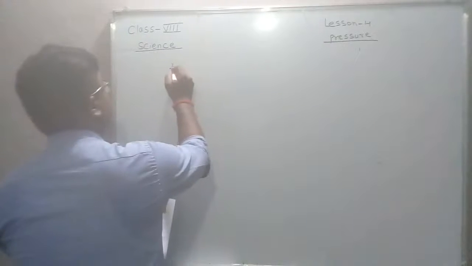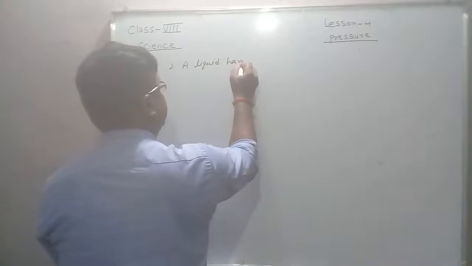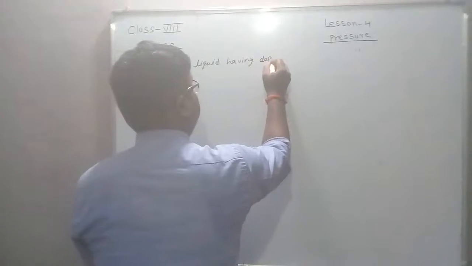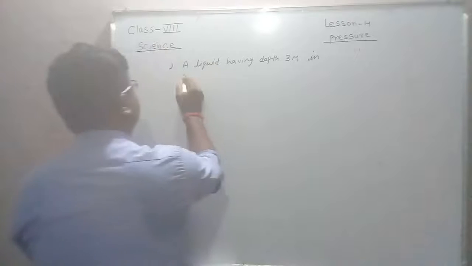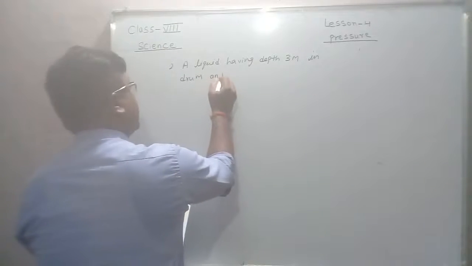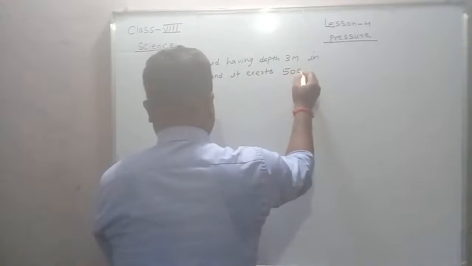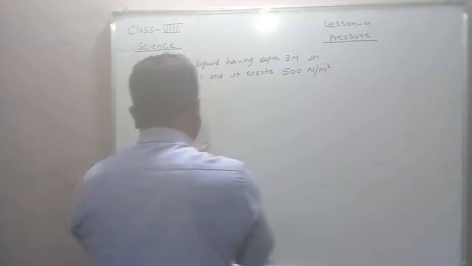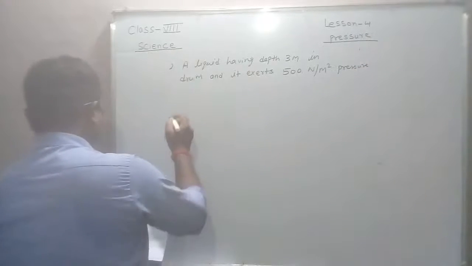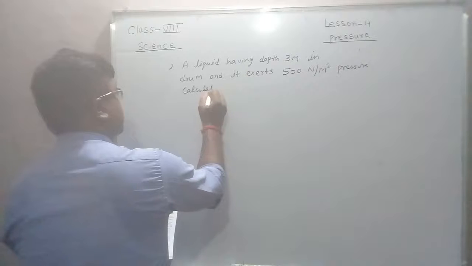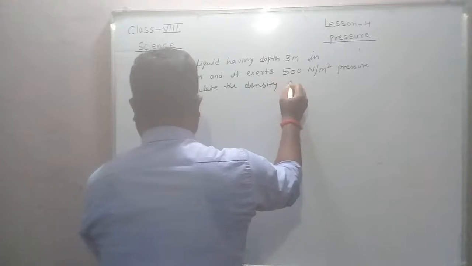Question number 2: a liquid having depth 3 meter in a drum exerts 500 Newton per square meter pressure. Calculate the density of the liquid.